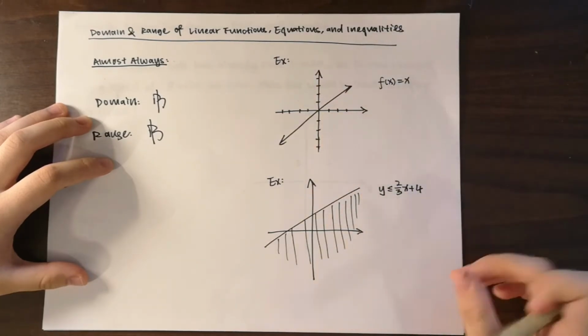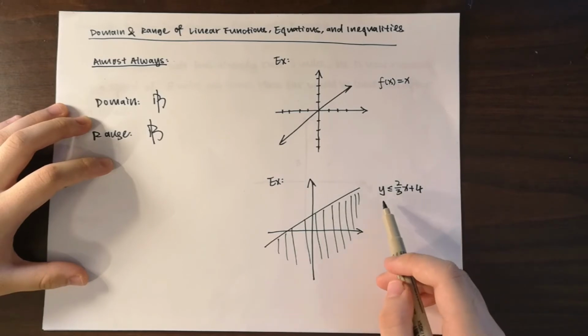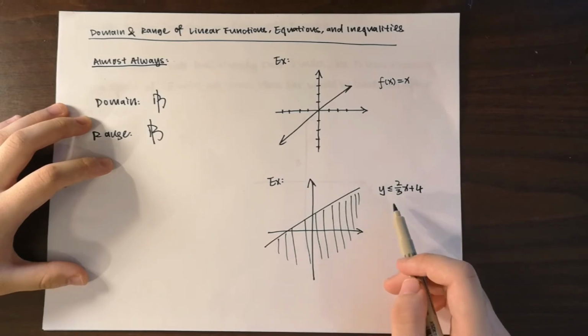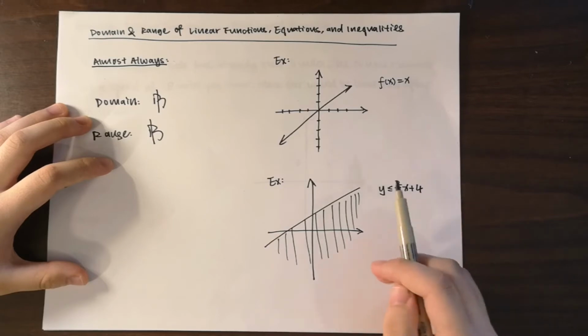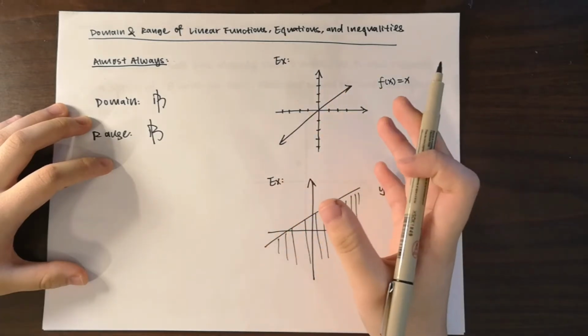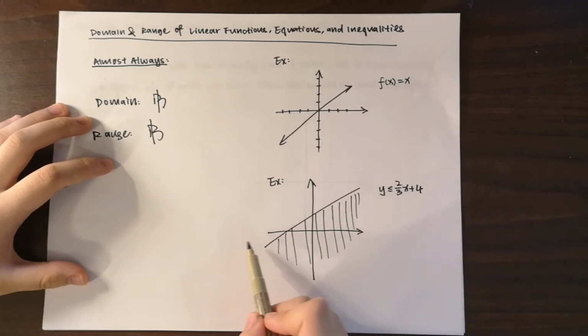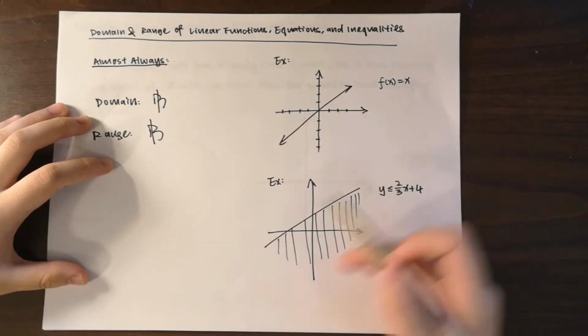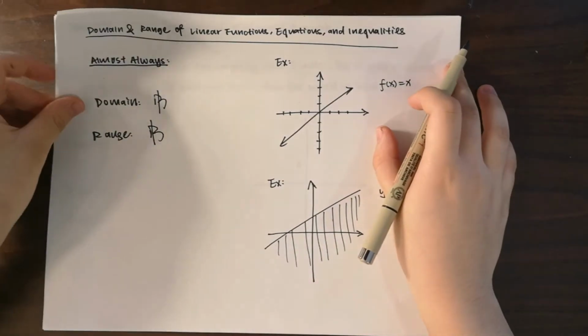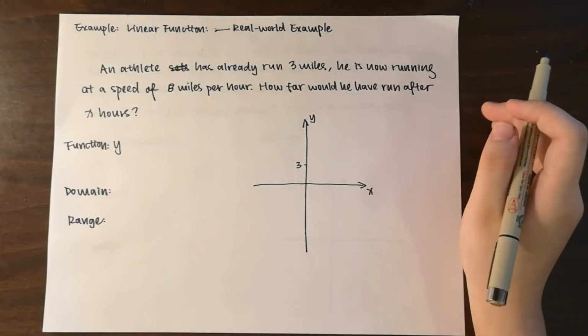So let's look at an inequality, when y is less than or equal to 2 over 3x plus 4. Even though half of the graph isn't shaded, we can still see that all of the x values are covered and all of the y values are covered. Let's look at some real-world examples.